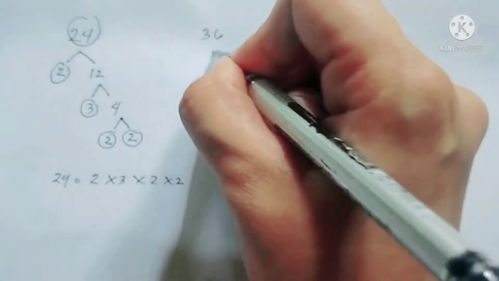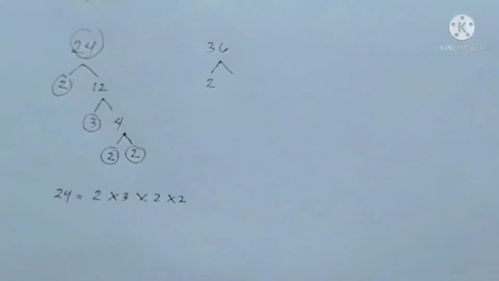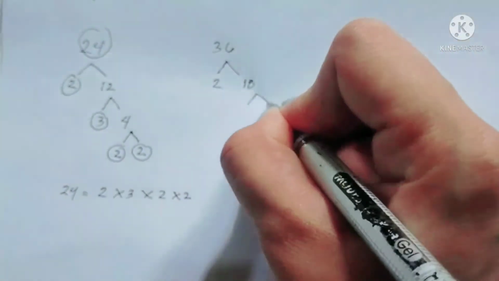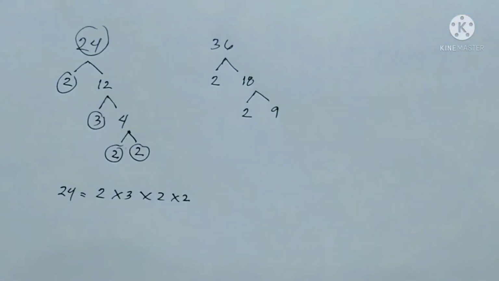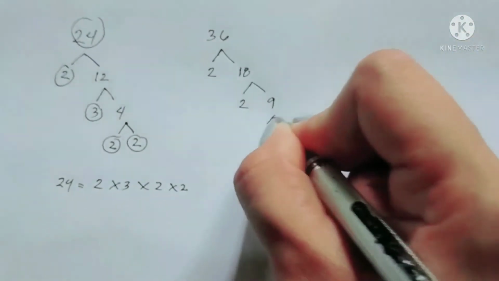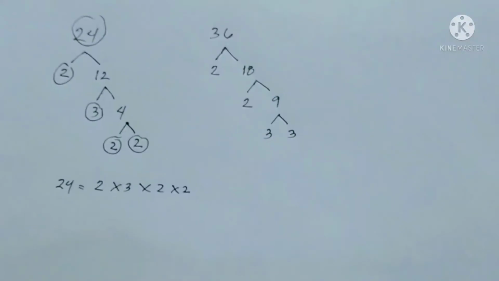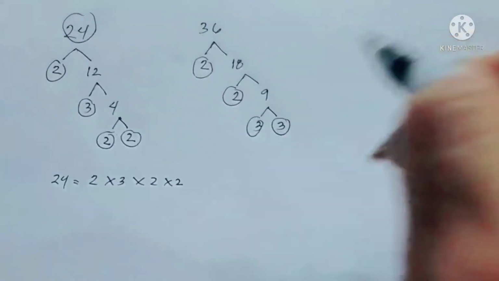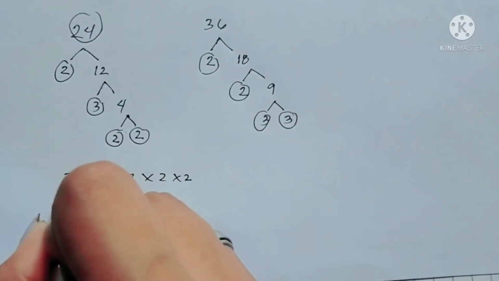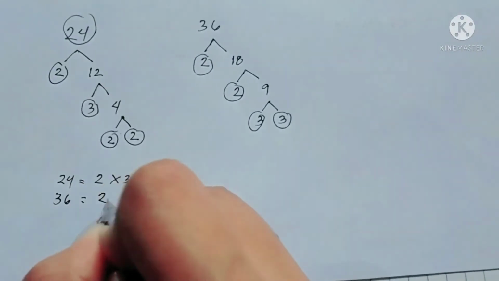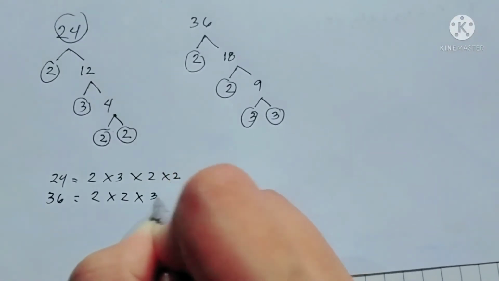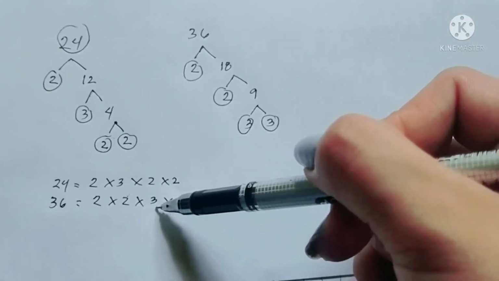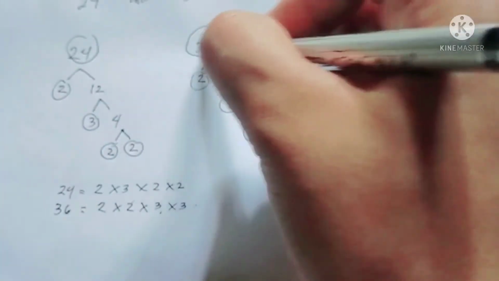So, i-branch na natin ngayon si 36. Unahin ulit natin sa 2. 2 times 18. So, si 18 pwede pang i-branch, 2 times 9. Si 9 pwedeng i-branch, 3 times 3. Meron pa ba? So, wala na. Kukuhanin na ulit natin yung mga dulo nila. So, dito na natin ilagay si 36. 2 times 2 times 3 times 3. Dahil 2 times 2 is 4 times 3, 12 times 3, 36. So, nakuha pa din natin.